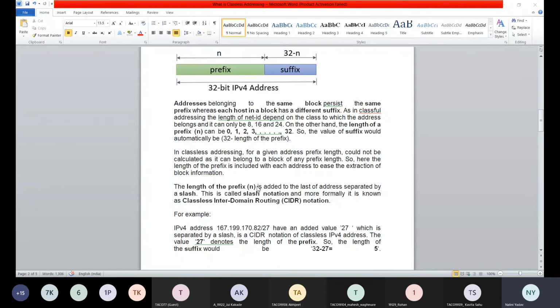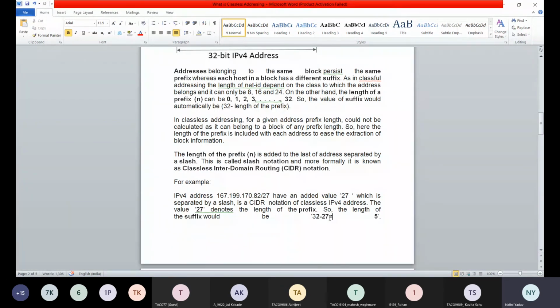So the length of the prefix is added to the end of the address, separated by a slash. Understood, all of you? We were looking at that slash, right? What was that slash? The length of the prefix is added to the end of the address, separated by a slash. This slash notation is more formally known as classless interdomain routing, which is CIDR. Fine, it is classless interdomain routing. Correct. So this is my classless addressing.